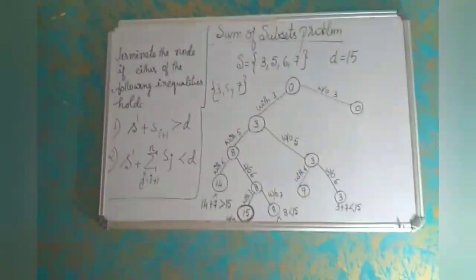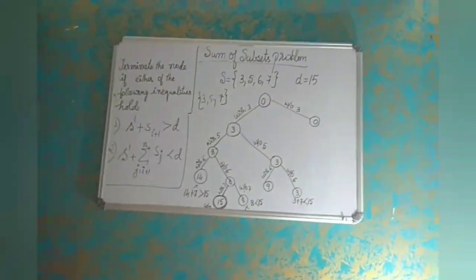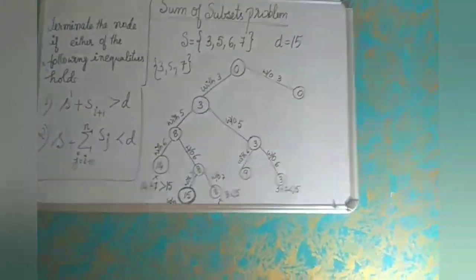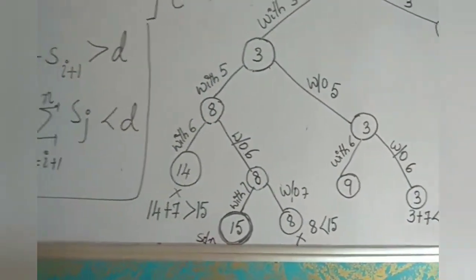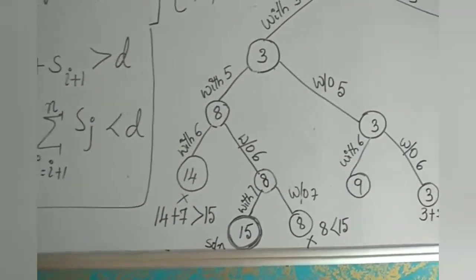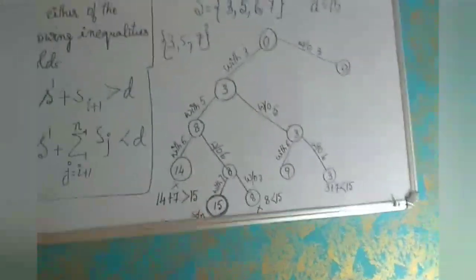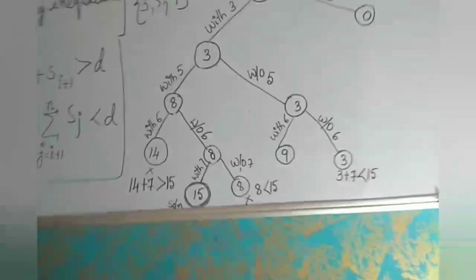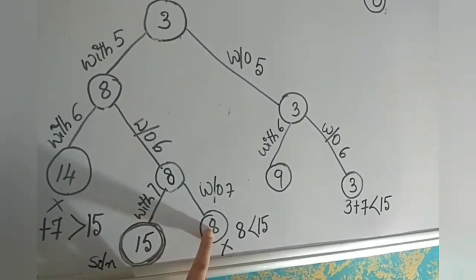So you can stop here, or else you can continue to find if there are any other solutions possible. So how will you continue? If you have to continue, now where are you? Now you are in this node, right? You have to backtrack. Go back to its parent. Its parent is what? 8. So at 8, now you have to consider without 7 also. Without 7, what happened? We got the sum as 8.